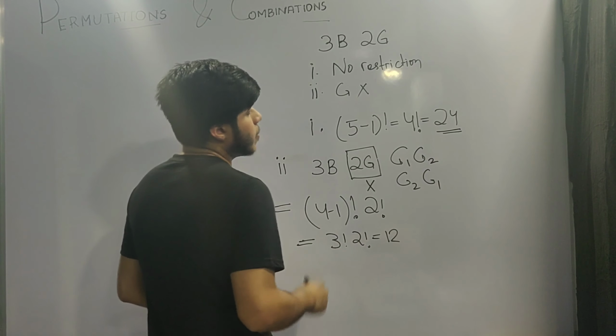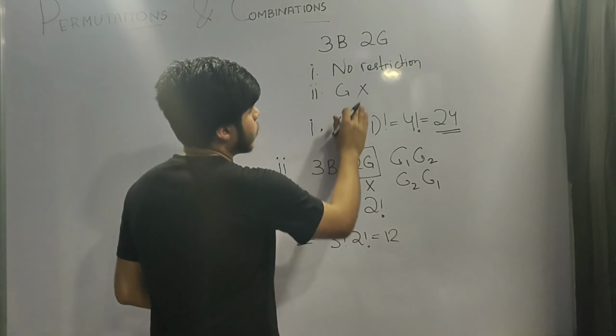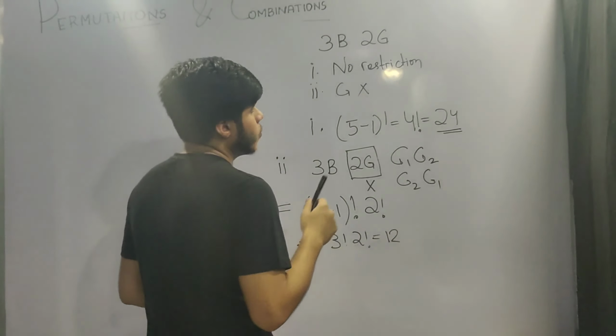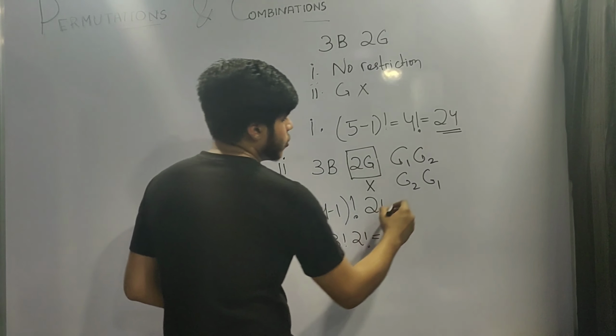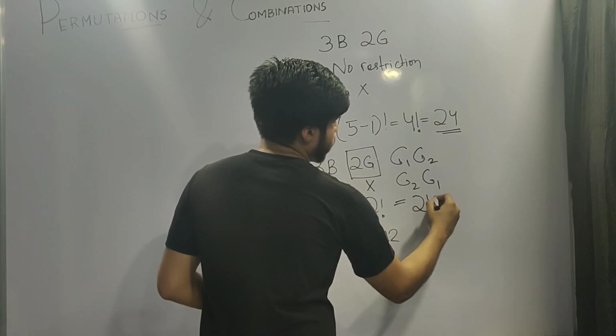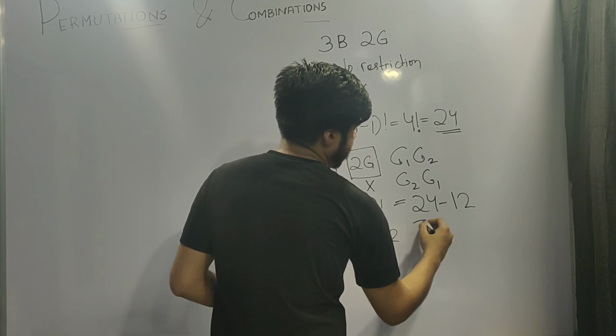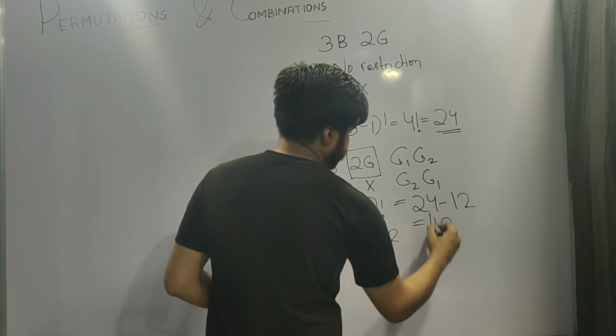Now this was the case when both these girls sit together, and in the question we had to find the cases when both these girls will not sit together. So our final answer will be 24 minus 12, that is equal to 12.